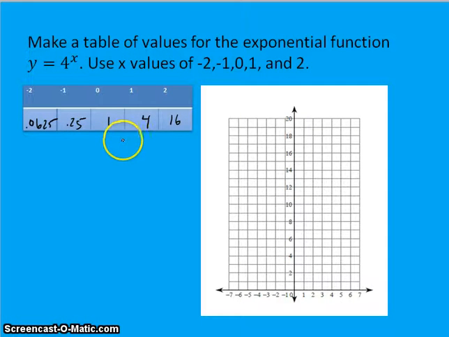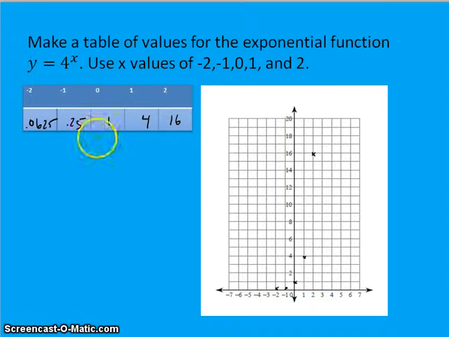So exponential growth, you see how it's growing really fast. At -2, it's real small, just above 0 there. At -1, it's still real small, a quarter. 0, 1, set a point there. 1, 4. And it shoots way up at 2, 16.